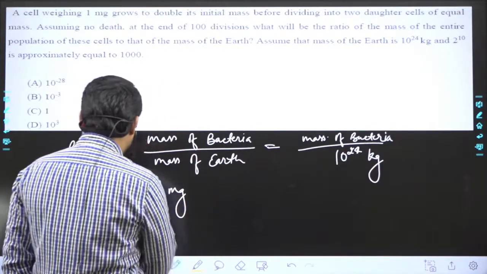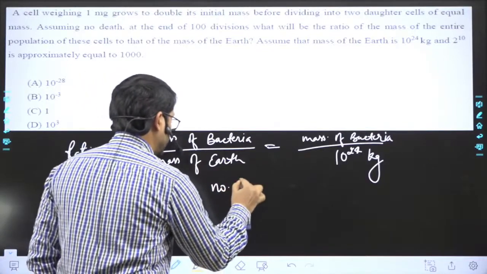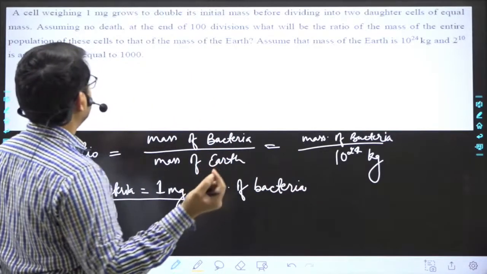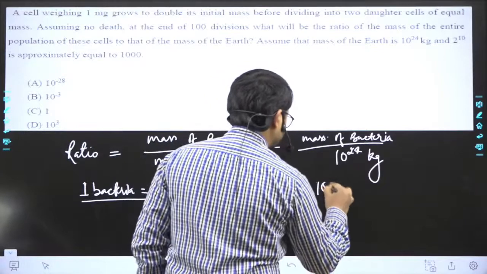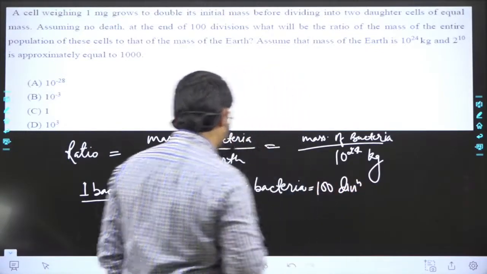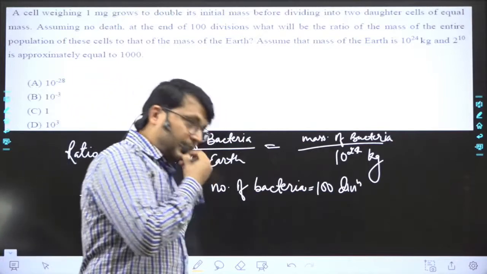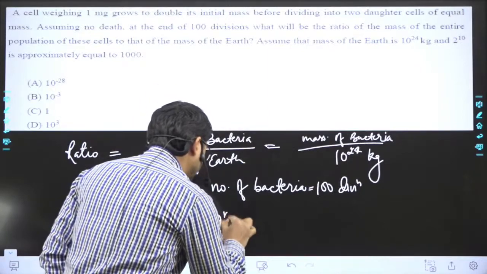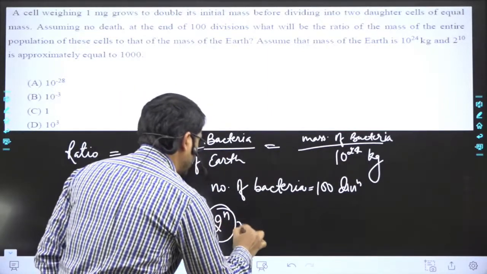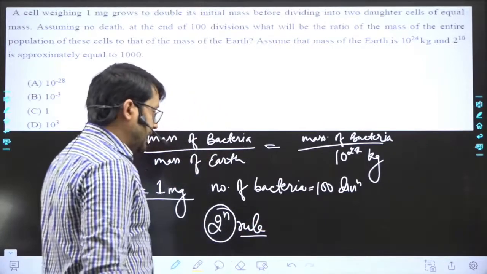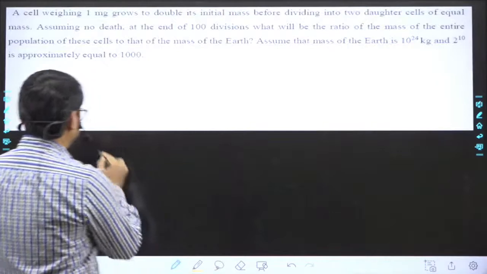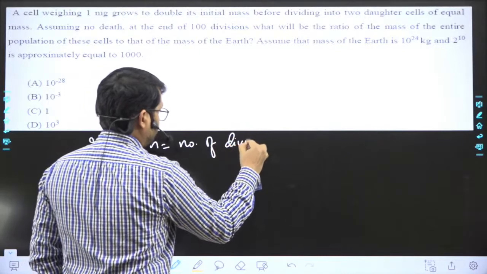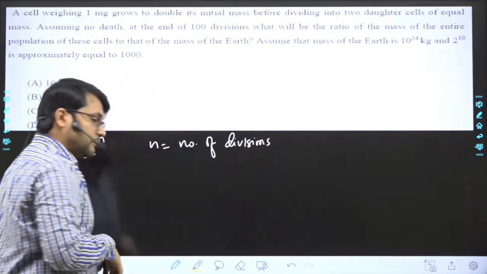So what we have to actually find out is the number of bacteria after how many divisions? After 100 divisions. Now let me tell you, when we look at the bacterial growth curve, the bacteria division follows the 2 to power n rule, where n is equal to the number of divisions.